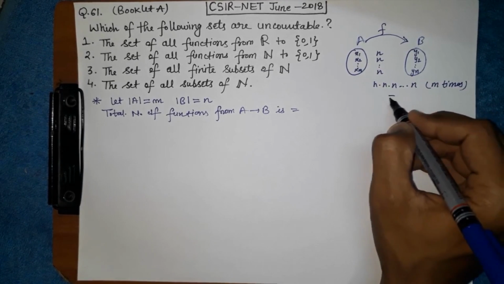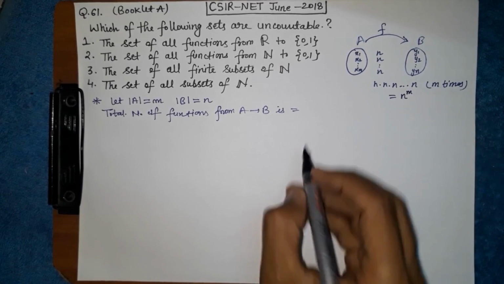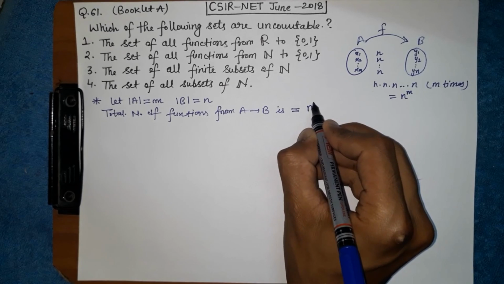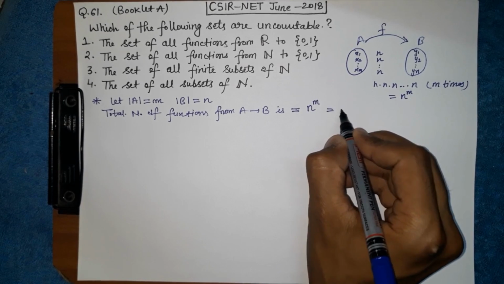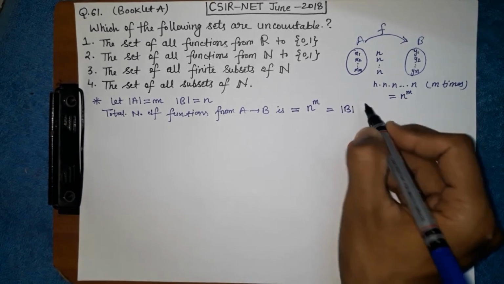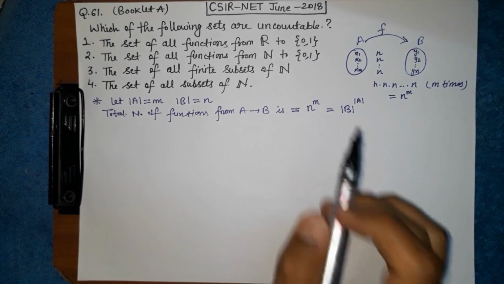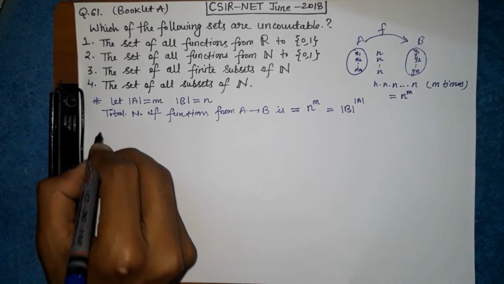So this is equal to n to the power m. That is, cardinality of B to the power cardinality of A. So this is the total number of functions from set A to set B.